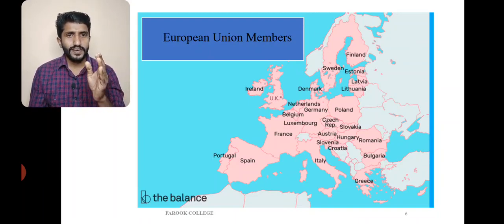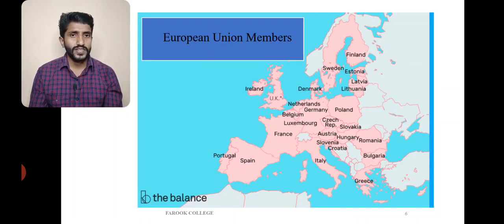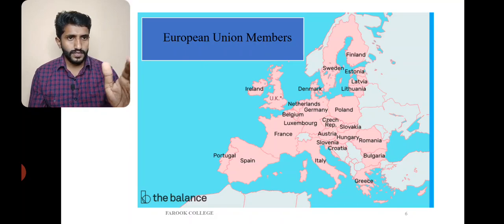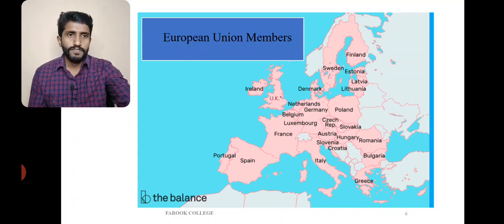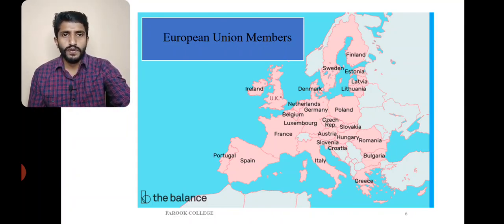So these are the states or nations who are the members of the European Union. You can see most of the European countries are included here, and also you can see the UK, but the UK has left. That's why I have made it red. All other nations are members of the European Union.